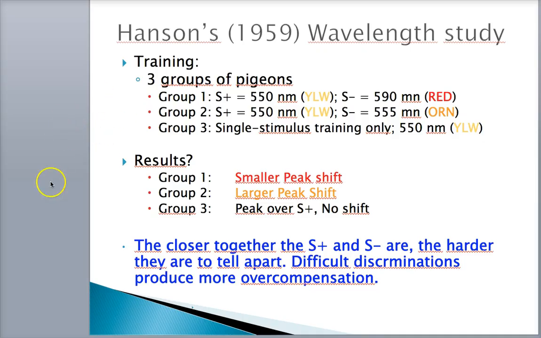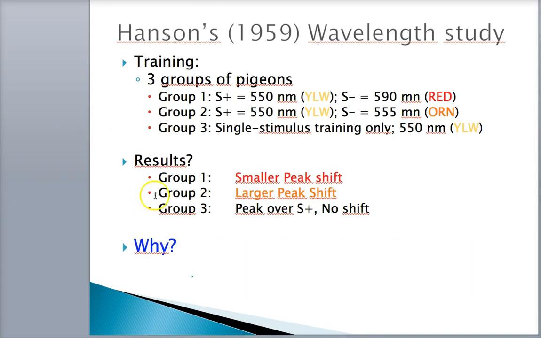All right, so what we find here is group 1 shows a smaller peak shift, group 2 shows a larger peak shift. So remember, this is the smaller peak shift for 590, larger peak shift for 555, and the question is why?